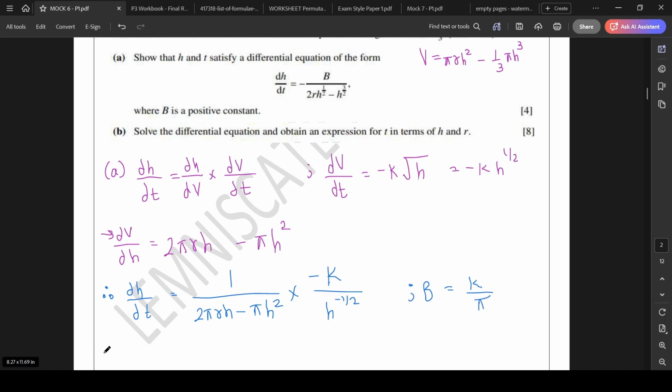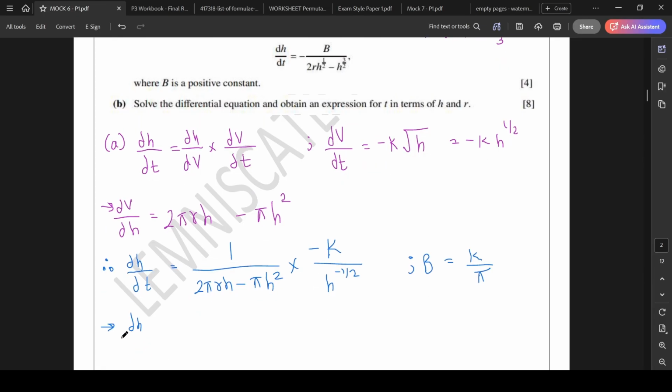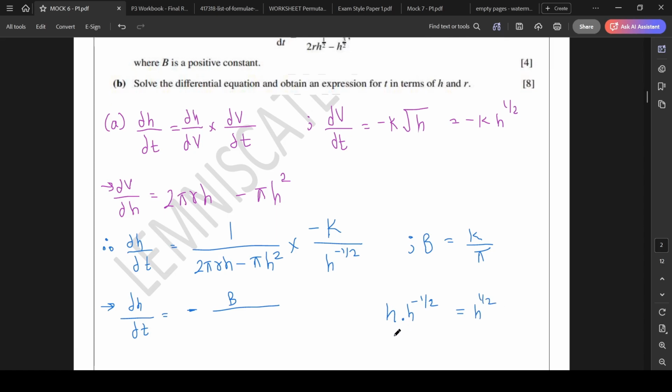So in this case, my equation will become dh dt, and there is a minus sign outside, so minus b. Now 2 pi, pi is gone, so 2rh multiplied by h to the power of minus half. What is h times h to the power of minus half? It is h to the power of half, and along with that, h to the power of 2 multiplied with h to the power of minus half is what? It will become 2 minus half, which is going to become 3 by 2.